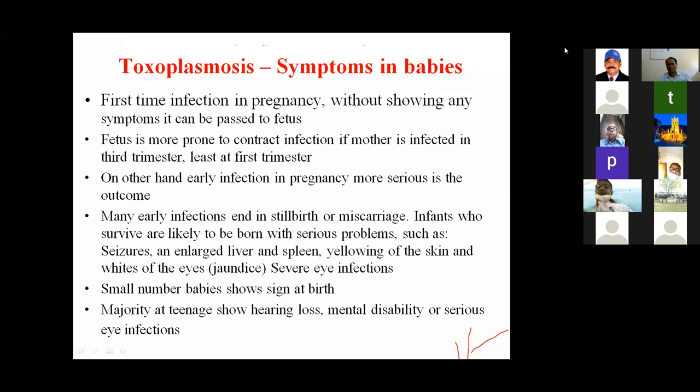But on the other hand, if the lady is infected in the first trimester of the pregnancy, there will be serious outcomes in the fetus. Many early infections end in stillbirth or miscarriage. Infants who survive are likely to be born with serious problems such as seizures, enlarged liver and spleen, and yellowing of the skin and whites of the eyes. A small number of babies show signs at birth. Actually, the majority of them, as teenagers, show hearing loss, mental disability, or serious eye infection.